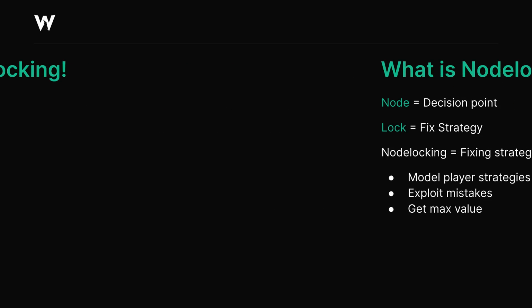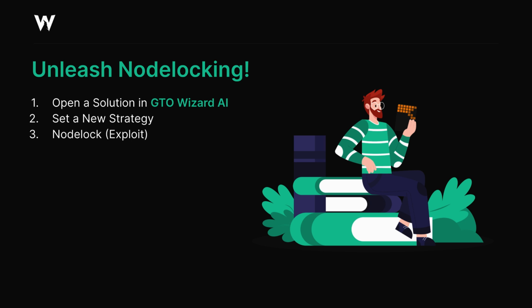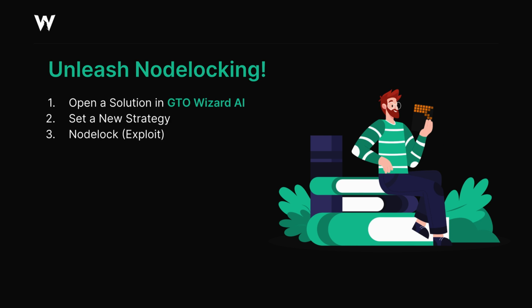To unleash the power of node locking, all you need to do is open a solution with GTO Wizard AI, set some new strategy, and node lock it. This will force those locked hands to play how you tell them to play, allowing the solver to maximally exploit whatever mistakes you've plugged in. You can use this to learn exploitative tactics to crush your competition.